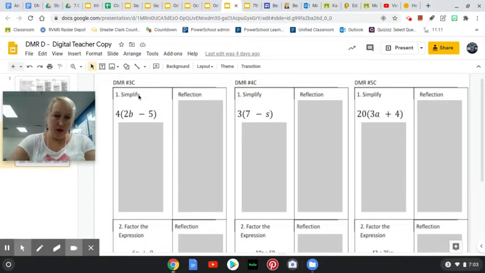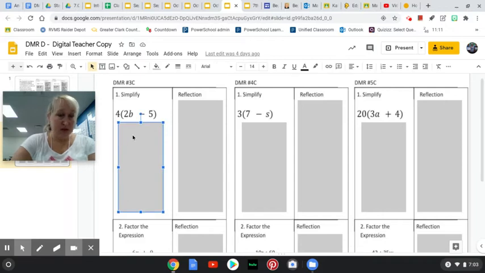Good morning. We are on DMR D number 3. It says C, but it's really 3. DMR D. There's some typos, so life happens. We're going to go ahead and solve this problem by distribution.